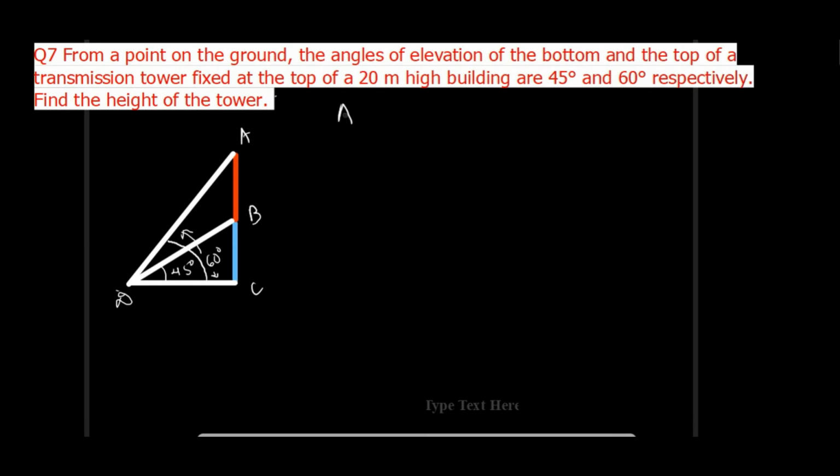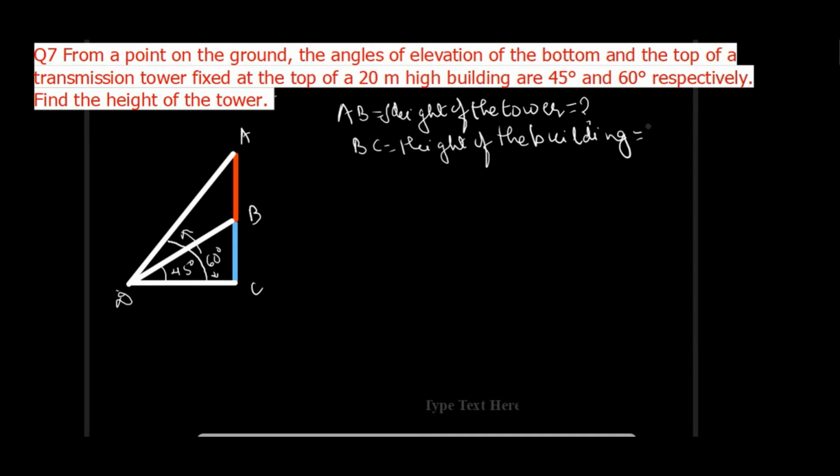See, AB is the height of the tower. AB is the height of the tower which we need to find. Okay, we don't know. BC is the height of the building, which is equal to 20 meter. It is given to you. This BC is given to you as 20 meter. Also, you are given the angle of elevation of the bottom and the top.